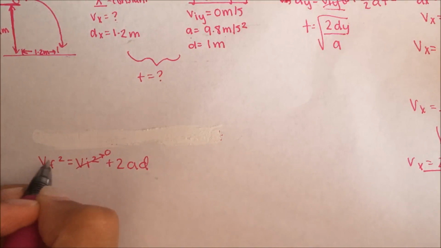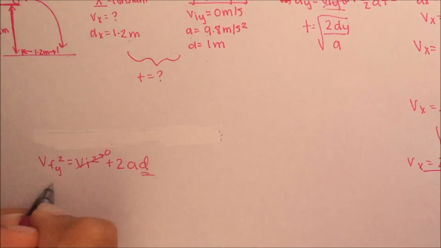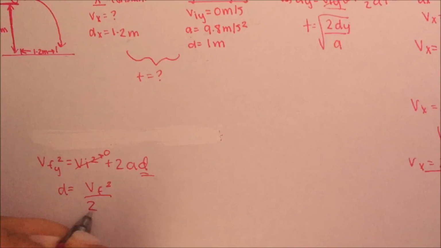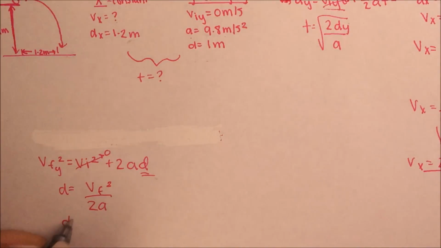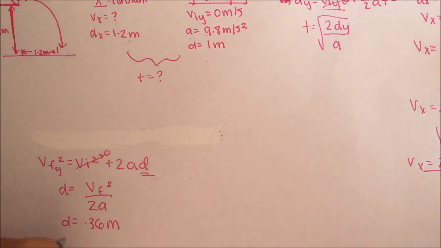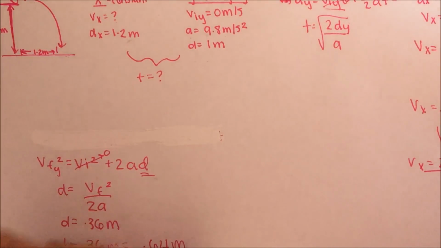And this is we're considering in the y direction, to figure out the distance that it has traveled. So the distance is going to be the final velocity squared divided by 2 times acceleration. The distance we're going to get is 0.36 meters. So that is the distance it travels from the top. So the distance from the ground is then 1 minus 0.36 meters. It's going to give us 0.64 meters from the ground.